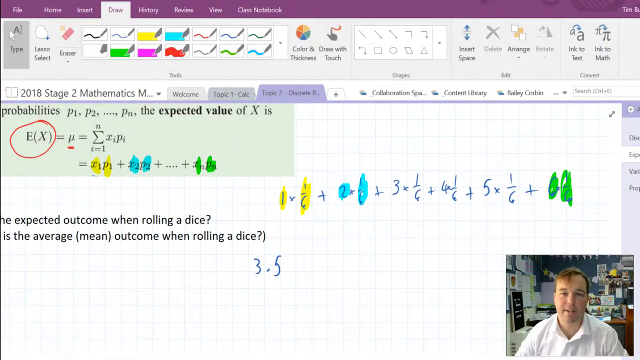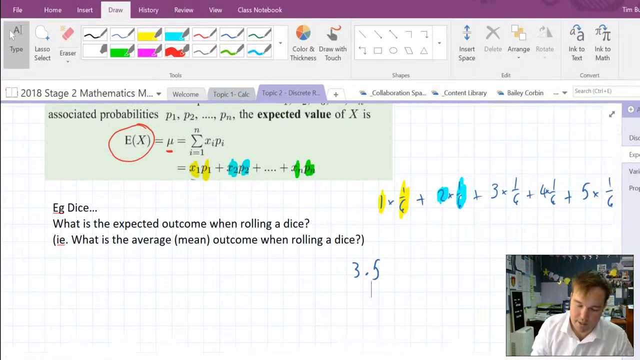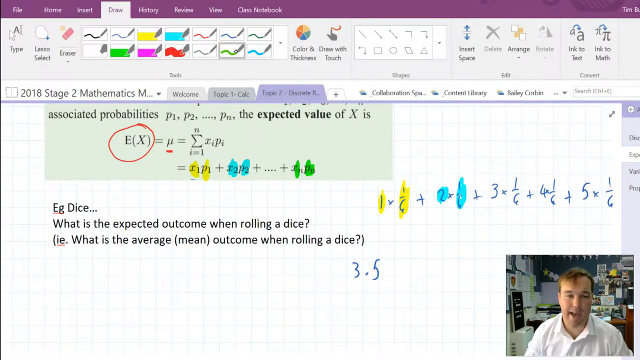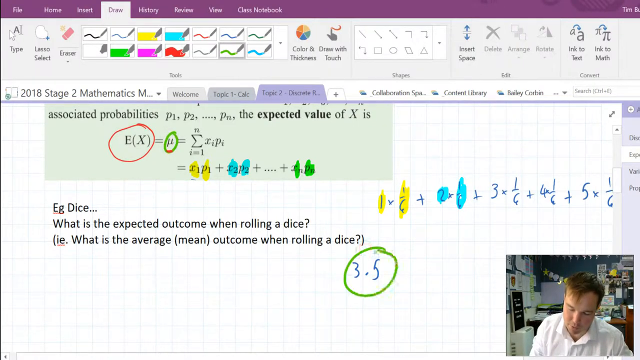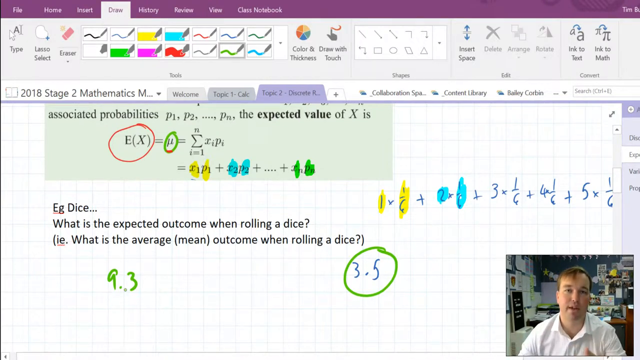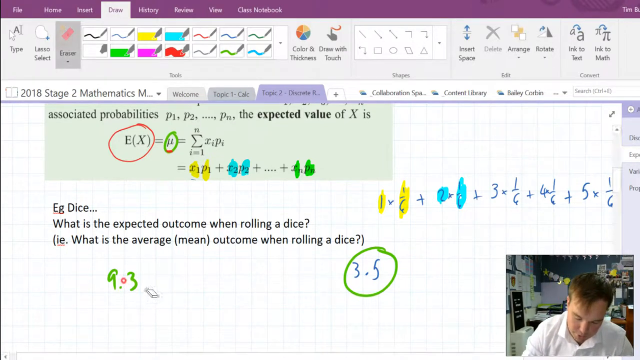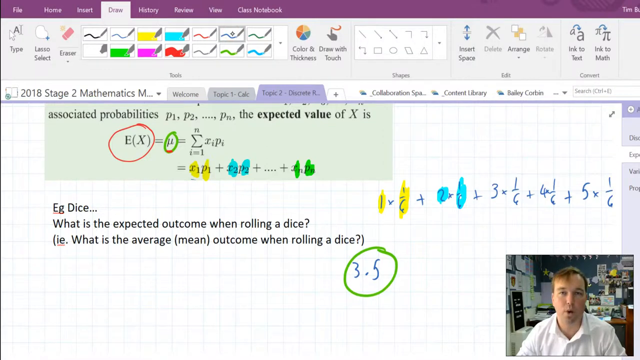Now, note here that when rolling a dice, we can't actually roll a 3.5. And that's why it is often useful to think about this as the average outcome or the mean outcome, because the mean doesn't have to be a member of the data set. So, for example, if you're looking at shoe sizes in the class, the average shoe size of our class could well be 9.3. You can't buy a shoe with size 9.3, but our mean, or the average shoe size, could well land on 9.3. So quite often the expected outcome is not one of the data set, but it's halfway in the middle, or in between.